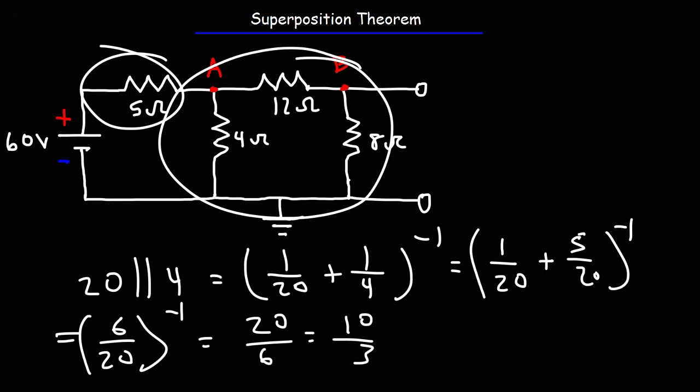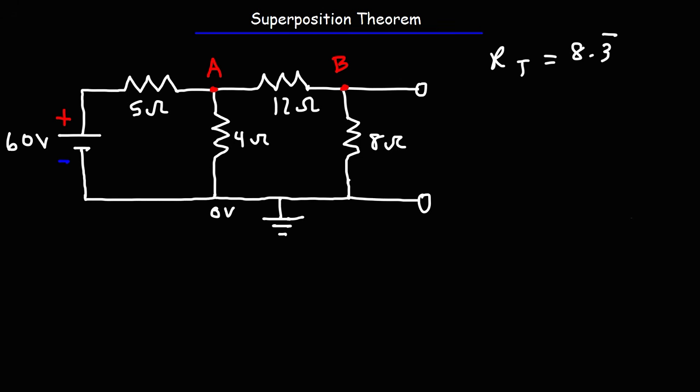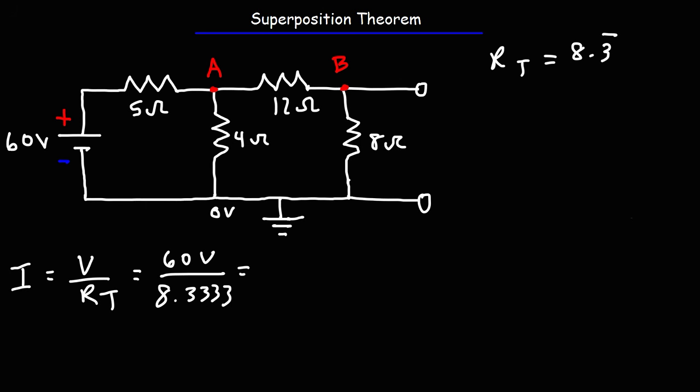And then we have the 5 ohm resistor in series with that. So the total resistance of this circuit is 5 plus 10 over 3, which is 8.3 repeating. So now that we have the total resistance, we can now calculate the current flowing from the battery. So it's going to be the voltage of the battery divided by the total resistance. So that's 60 volts divided by 8.333 repeating. And this will give us a current of 7.2 amps.